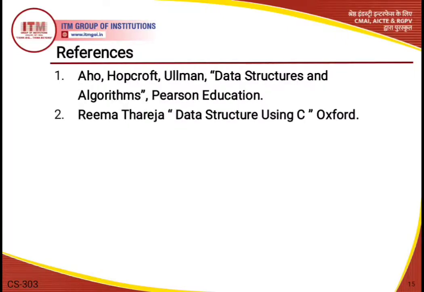Okay, and these are the references which I preferred. The first book is Data Structures and Algorithms by Aho, Hopcroft and Ullman, and the second book I preferred is Data Structures Using C by Reema Thareja.